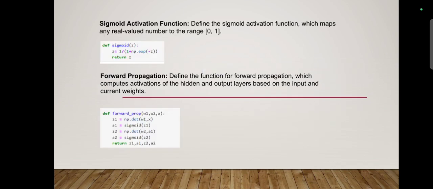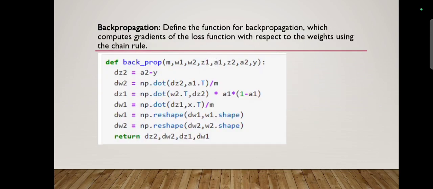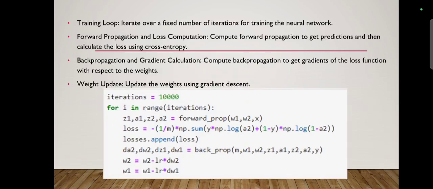We use the sigmoid activation function, which maps any real valued number to the range 0 to 1. We define sigmoid and forward propagation. Forward propagation is used to compute the activation of the hidden and output layers based on the input and current weights. Backpropagation defines the function which computes the gradient of the loss function with respect to the weights using the chain rule. In the line np.dot of dz2 and a1, dz1, it defines the backpropagation.